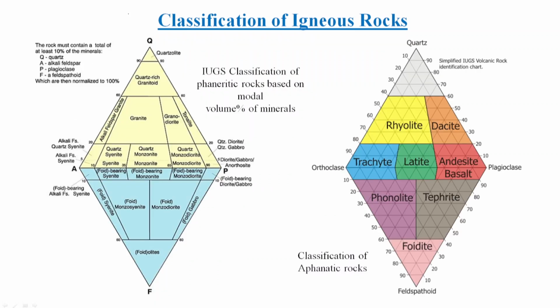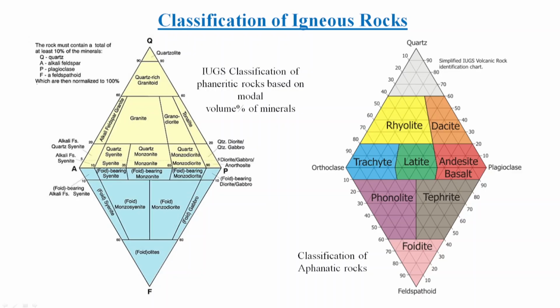But the most accepted one is your IUGS classification of phaneritic igneous rock, where you can look at the grains. Phaneritic rocks we have discussed, where you will be able to recognize the grains in a rock. So based on the mineralogical content or the modal percentage, that is, the volume percentage of a particular mineral in a rock, your IUGS classification, the left one is for plutonic rock, the right one is nothing but an equivalent meant for your volcanic rock.